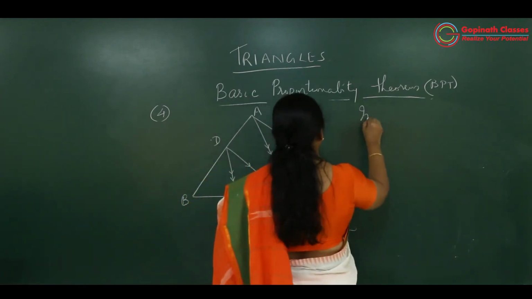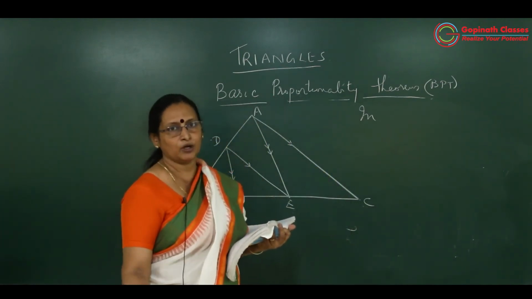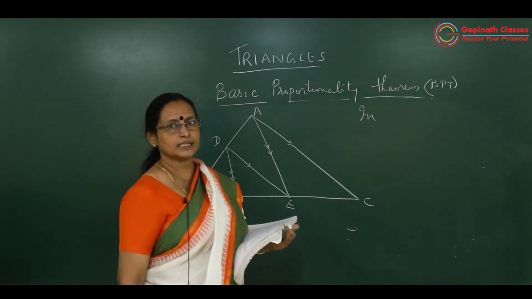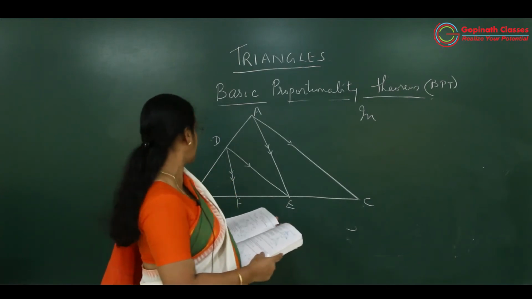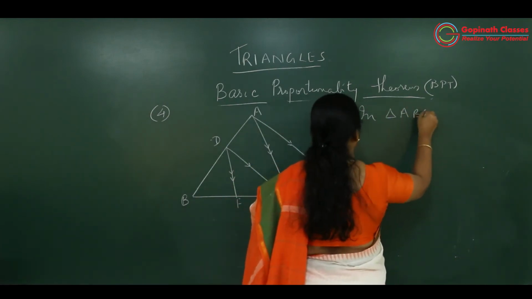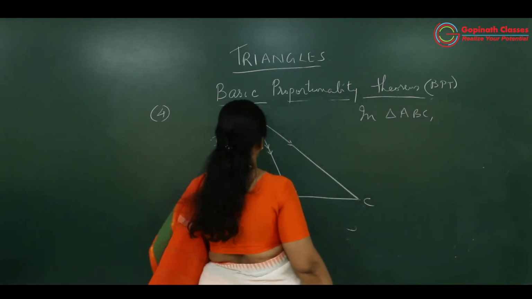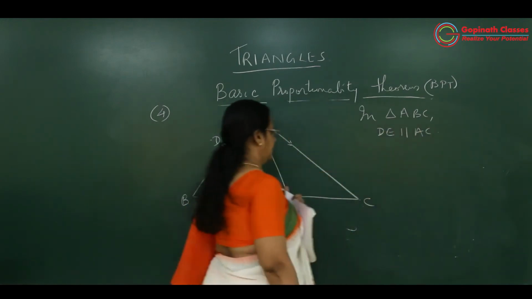In the exam, you have to mention the triangle as usual. You have to write given and prove that and all. I'm not going to it. Let's discuss only the proof. When you write the proof, you have to mention which triangle. Let's take the first triangle, the big triangle. In triangle ABC, DE is parallel to AC.